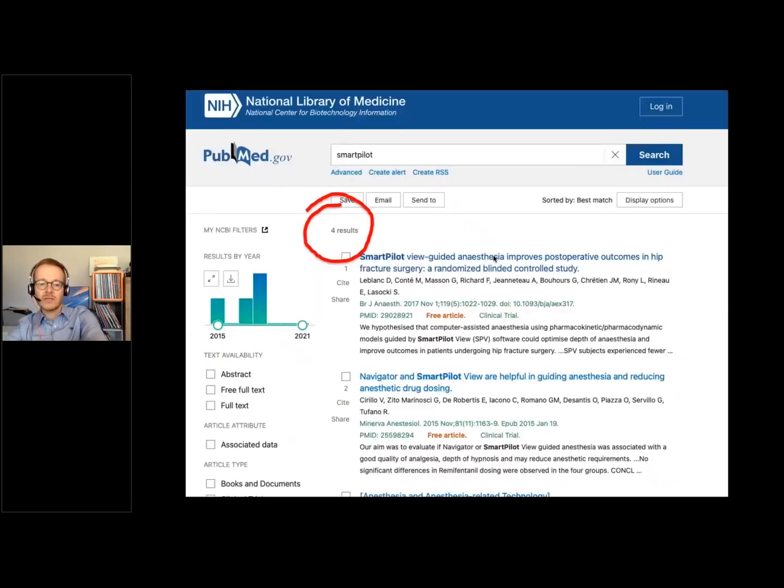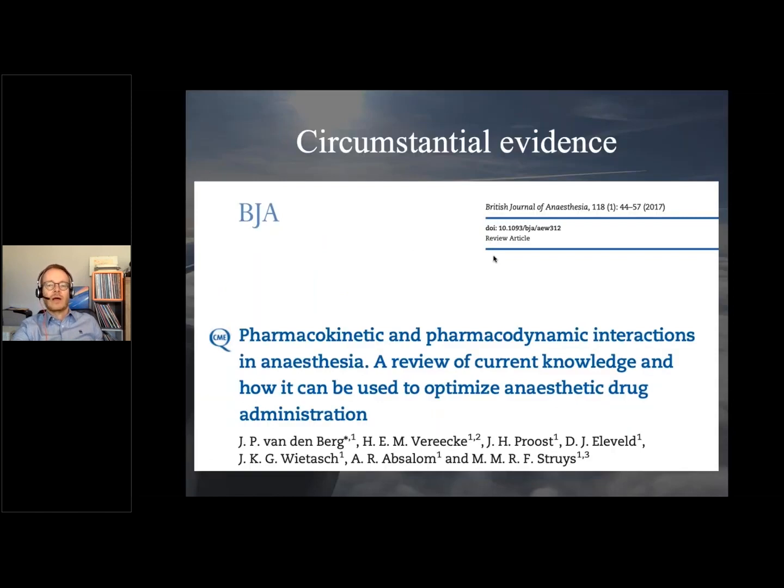There are a few articles on this where they say SmartPilot View can help you to reach this. So you have better postoperative outcome, you can reduce the dose of some anesthetics. But unfortunately, there's only 4 articles right now published. I believe there's also some circumstantial evidence. And if we look for it, we have to go into the pharmacology literature.